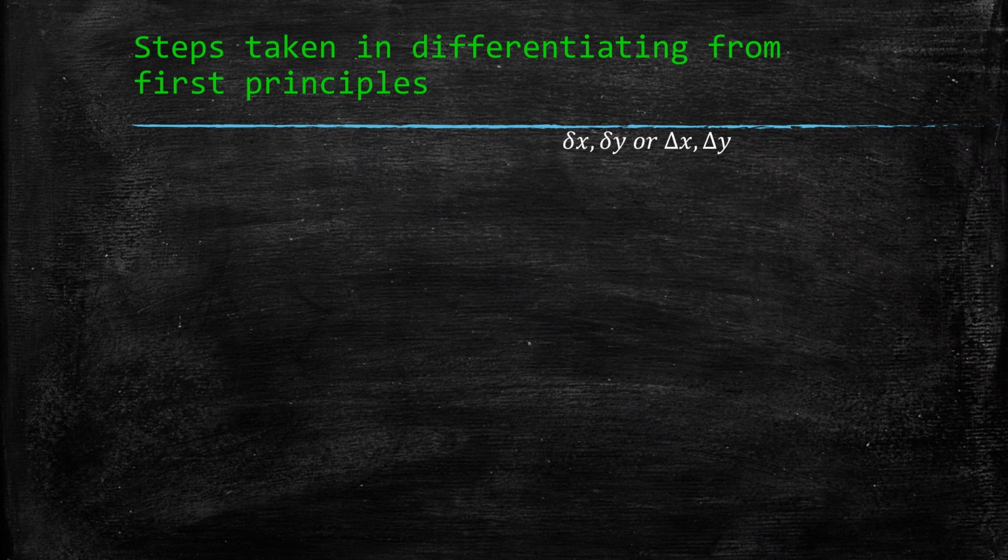Now let us go through the steps taken in differentiating from first principles. Our very first step is what we discussed in our previous slide: introducing or adding small increments, which can be a small change in x, like you see here, this is delta x and delta y, or we can use this triangle symbol, which means small change in x or small change in y.